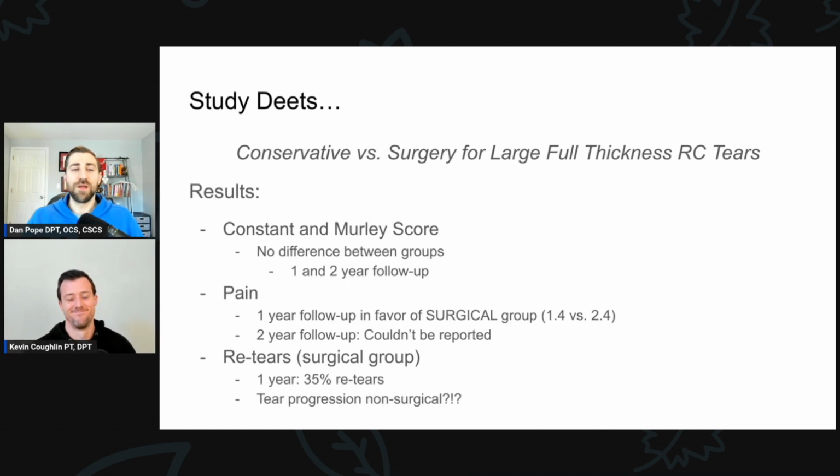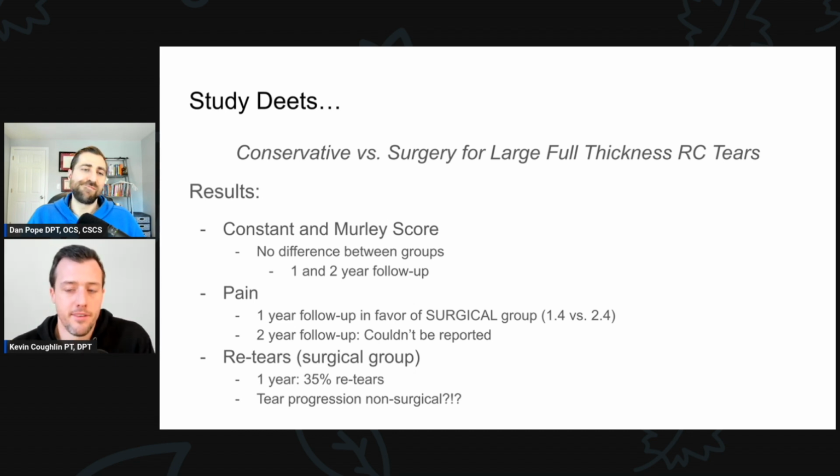Boom. Boom. So at the 1 and 2 year follow up, there's no difference between groups in the Constant-Murley score. What do you think of that, Kevin? Fascinating. Yeah. I think it goes into a lot of the stuff you were talking about, where so much of it is dependent on a specific patient, right? And these big studies that group them all together, sometimes it's hard to figure out if your specific patient is going to be like the average person in this group.